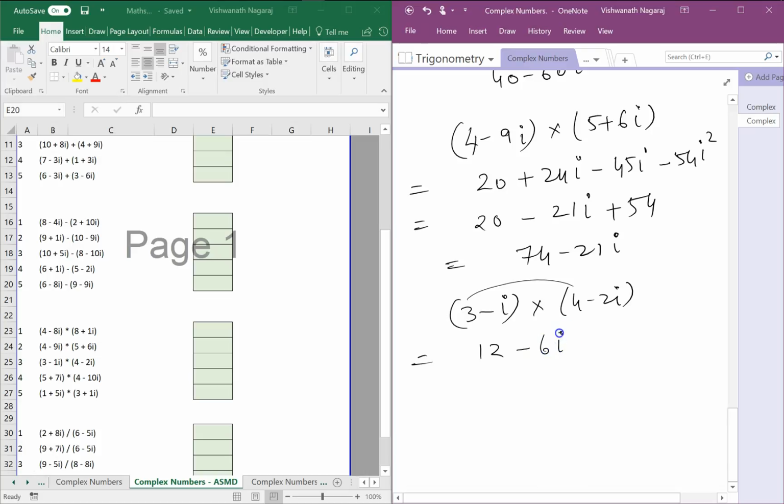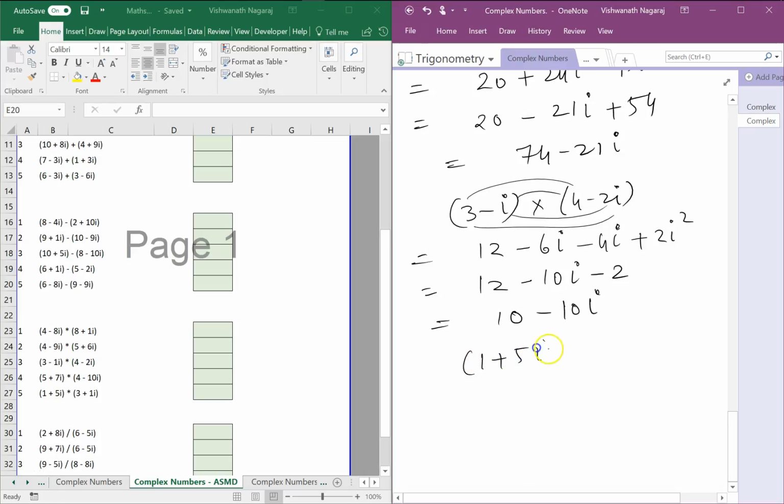3 2s are 6i. Yes, minus 4i plus 2i square. Minus into minus, 12 minus 10i minus 2i square, because i square is minus 1. So minus 1 into 2 is plus 2 into minus 1 is minus 2. So 10 minus 10i.